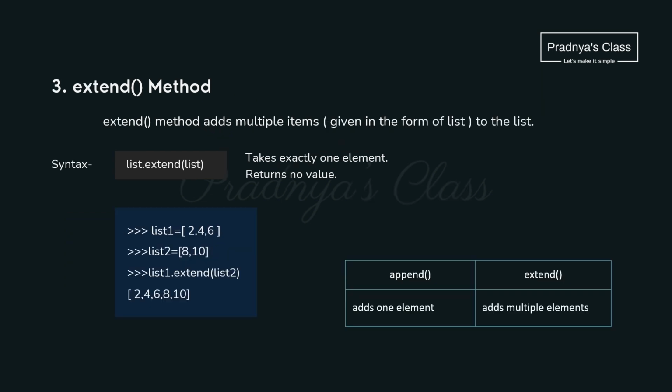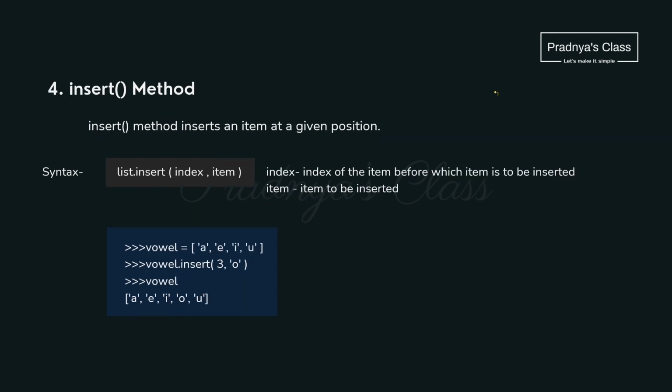Extend method also adds the item at the end of the list, but here you can add multiple items. That's why it takes a whole list. Here is the first list and here is the second list. Look at the output. First list followed by the second list. Second list got appended to the first list. We checked two methods, append and extend, but both these methods are adding elements at the end.